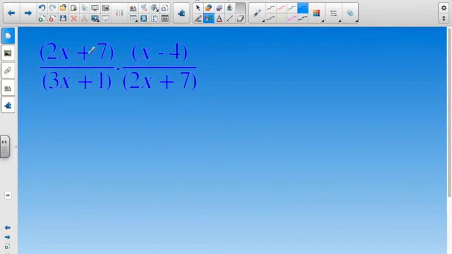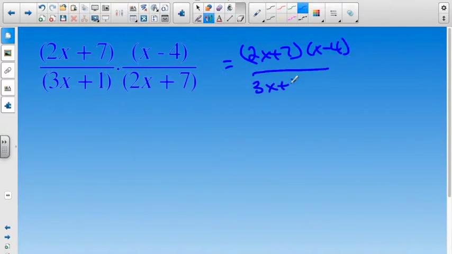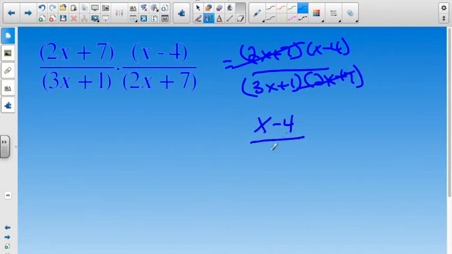Now, in this case, if I have 2x plus 7 over 3x plus 1 times x minus 4 over 2x plus 7, again, when I multiply this out, this just becomes 2x plus 7 times x minus 4 all over 3x plus 1 times 2x plus 7. Now, in this situation, since we're multiplying this times this and this times this, if there's anything common here, I can get rid of them. And there is. There's a 2x plus 7 here and a 2x plus 7 there. And that leaves it with an x minus 4 over a 3x plus 1. Now notice, there's no multiplication involved here, so I cannot simplify this any further than what I have right here.